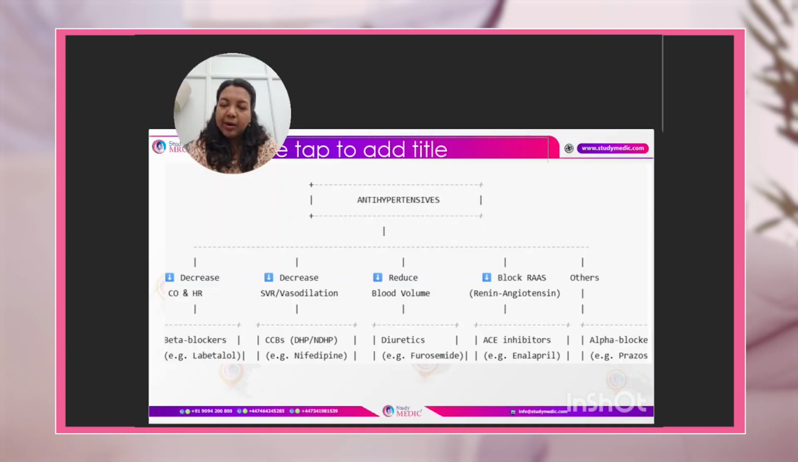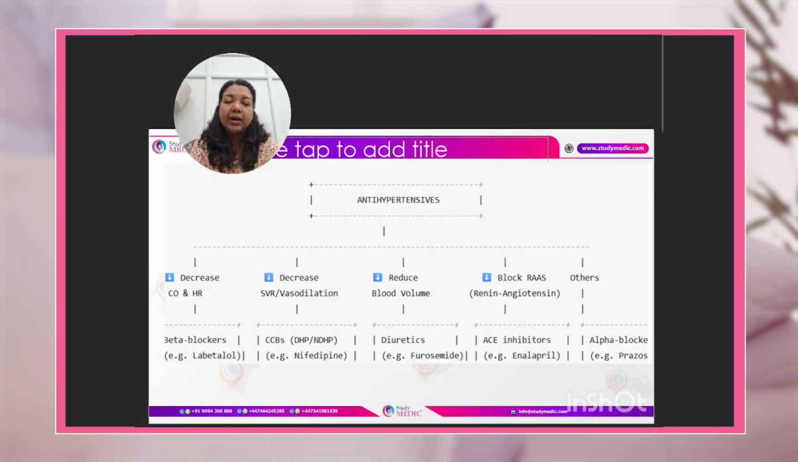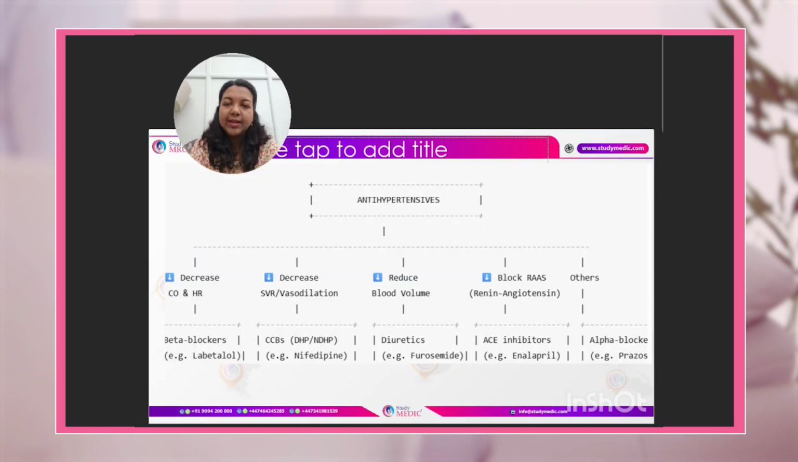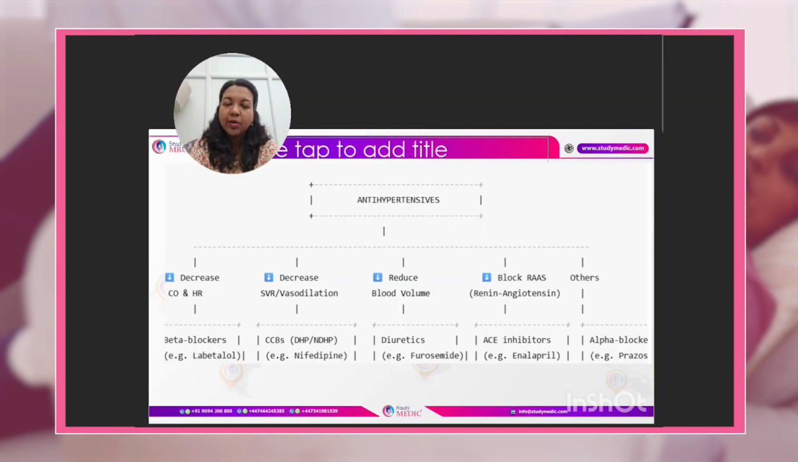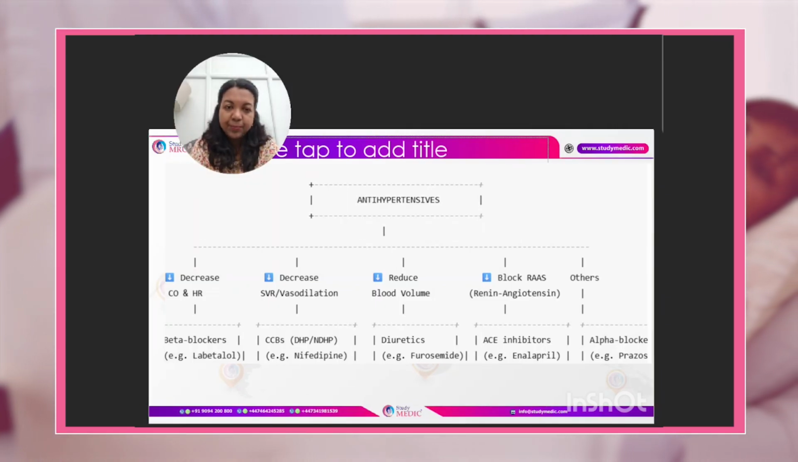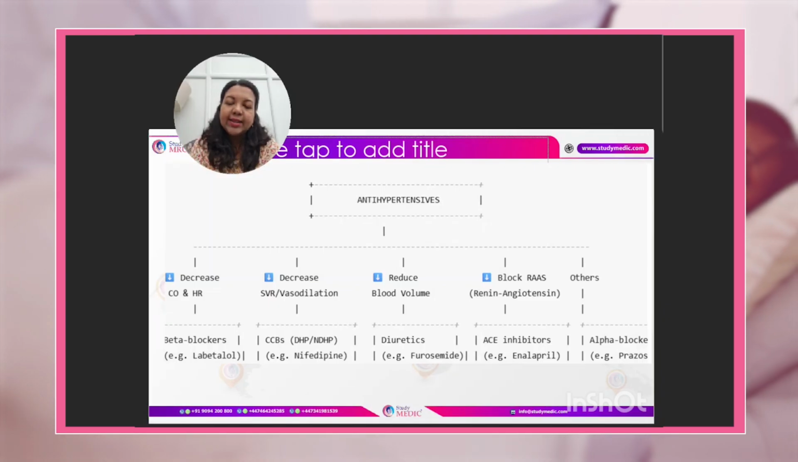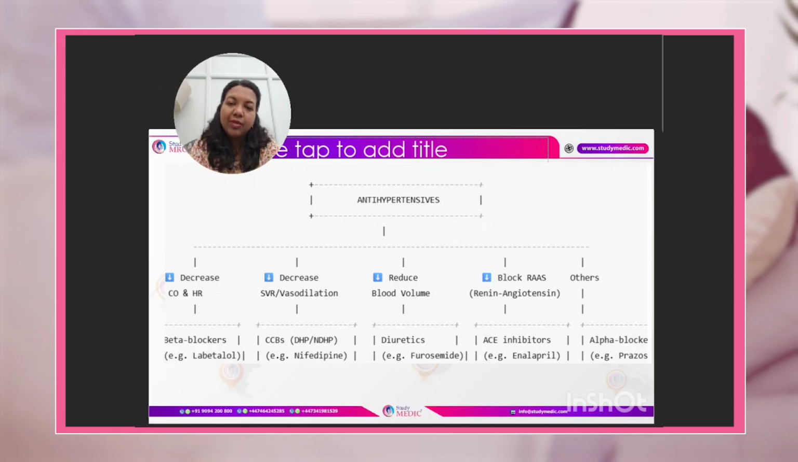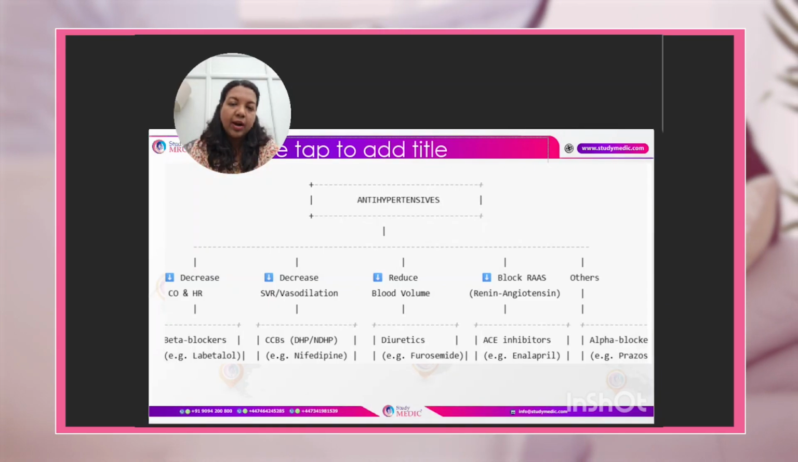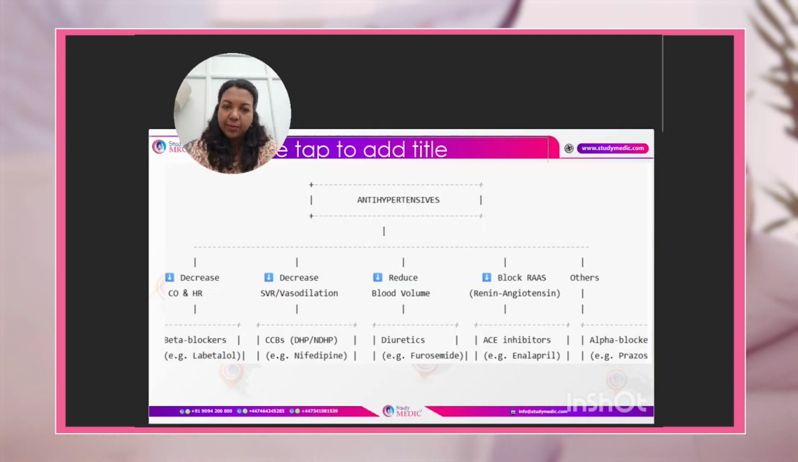And other antihypertensives which are to be avoided during pregnancy but can be used safely during the postpartum period are the ACE inhibitors or ARBs, which block the renin-angiotensin-aldosterone system. The ACE inhibitor enalapril is considered one of the first-line antihypertensive drugs for high blood pressure in the postpartum period.